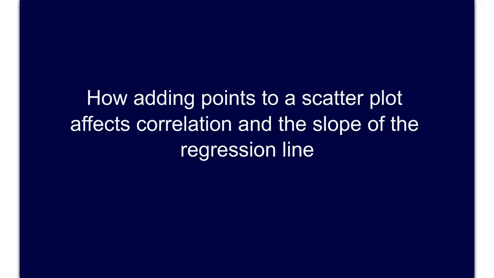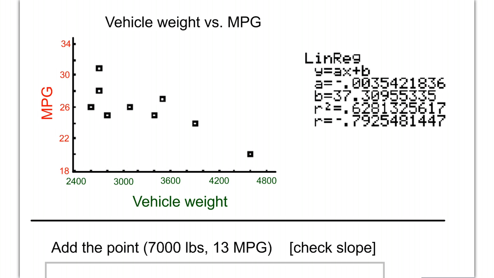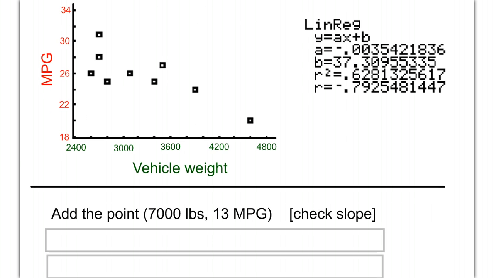In order to better understand how correlation and regression lines work, we're going to add a few points to a scatter plot and see how it changes things. First thing we're going to do is look at our standard graph here, and we're going to add a point that's very far away from the rest of the data. Not necessarily off the pattern, just far away.